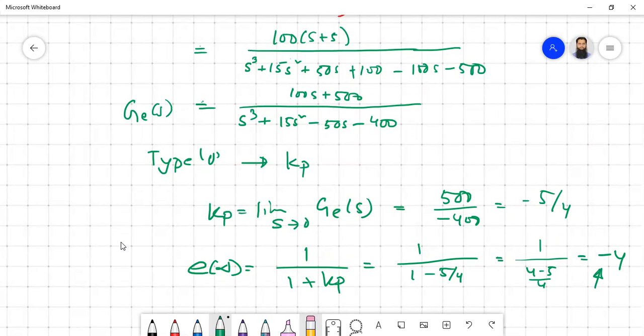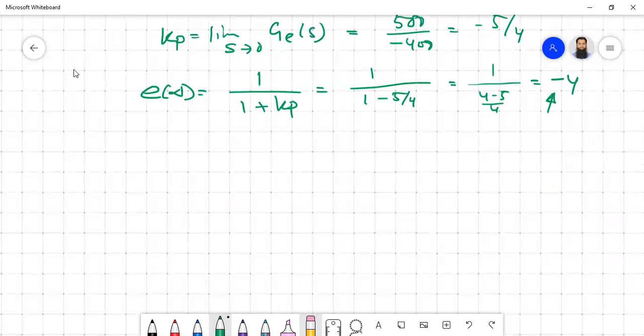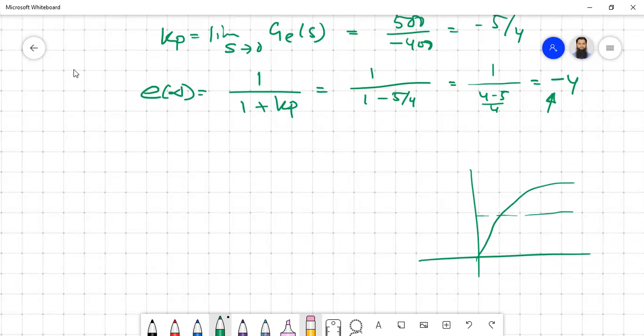Okay, so for the step input, we are supposed to have output 1. Rather, we have a larger output. So that is why the negative sign is there. So basically, this is how, if you have a non-unity feedback system, we actually have to figure out the system response, sorry, the steady state error.